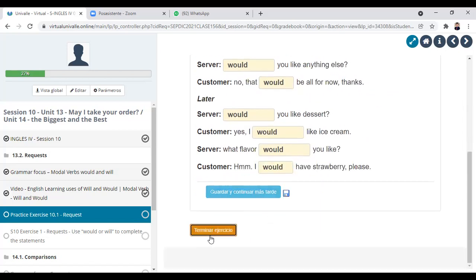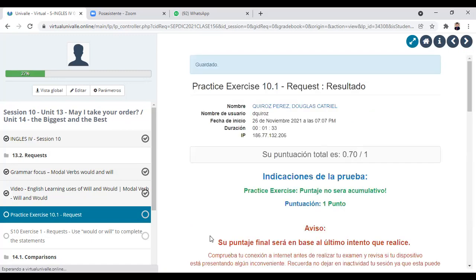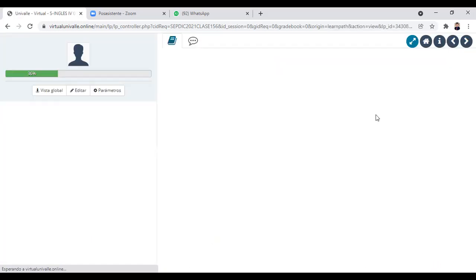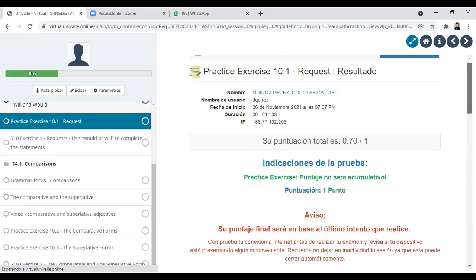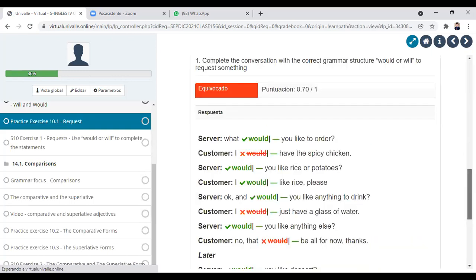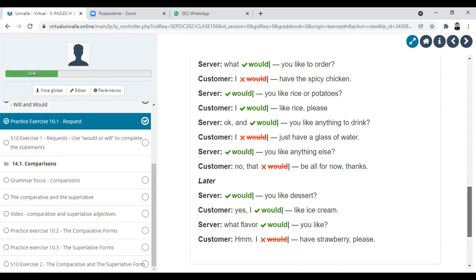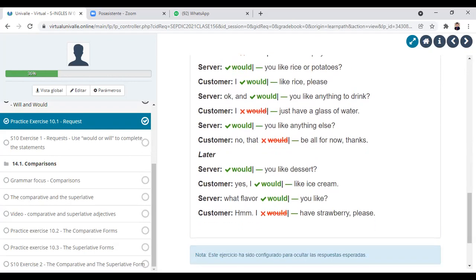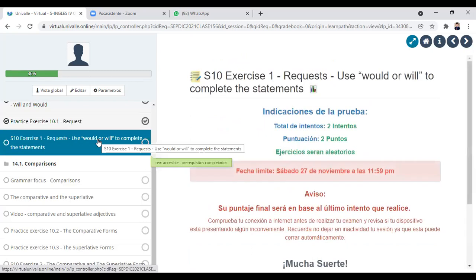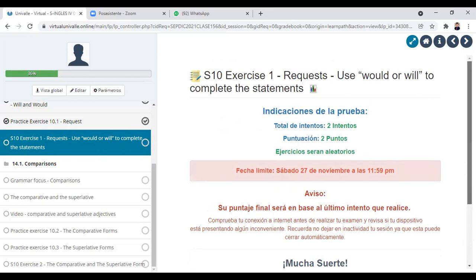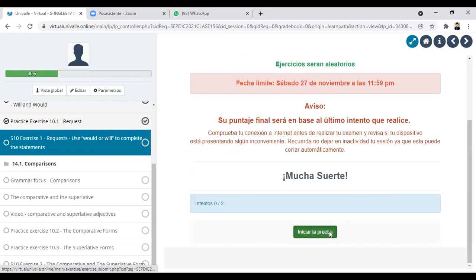Let's figure out if all of them are using would. Okay, we have a mistake in here. It seems that the I will, not would. Okay, so on those ones, we're going to use will. Also, guys, you're going to have an evaluated exercise on requests. Use would or will to complete the statements. That is your first evaluated exercise for you to make.